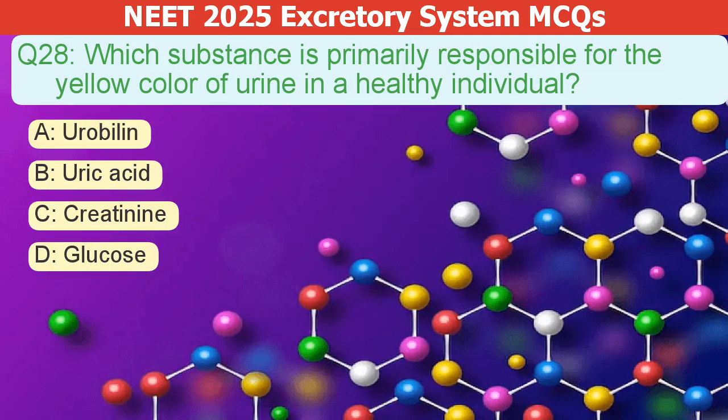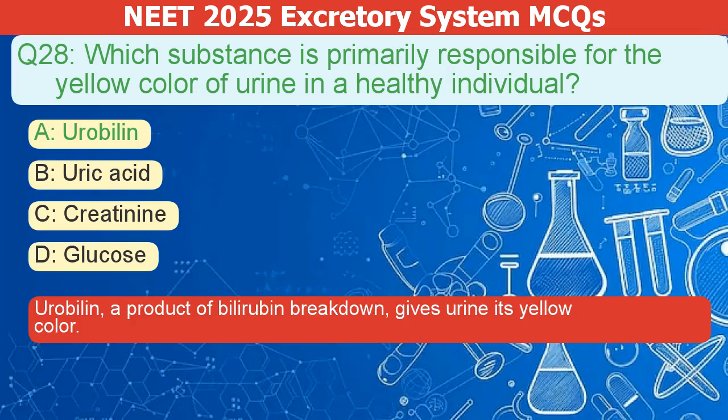Which substance is primarily responsible for the yellow color of urine in a healthy individual? A. Urobilin. B. Uric acid. C. Creatinine. D. Glucose. The correct answer is A. Urobilin, a product of bilirubin breakdown, gives urine its yellow color.